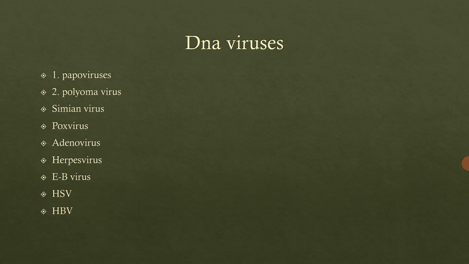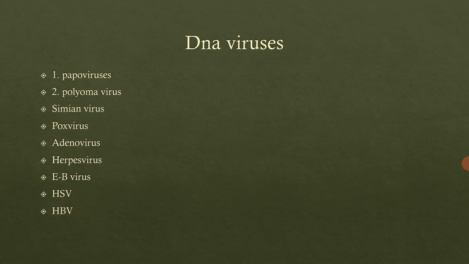Next is the simian virus 40, called SV40. In simian virus type 40, the transformation of normal cells to tumorous cells is induced in several species, including human cells, and is induced in cultured cells. Now the fourth one is the pox virus.